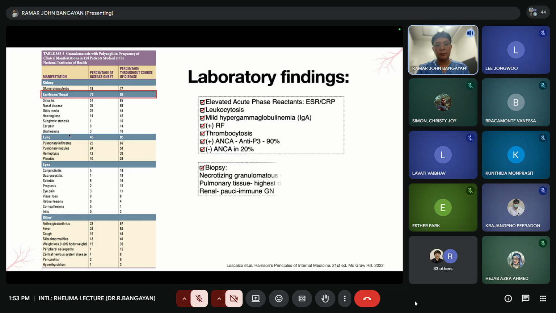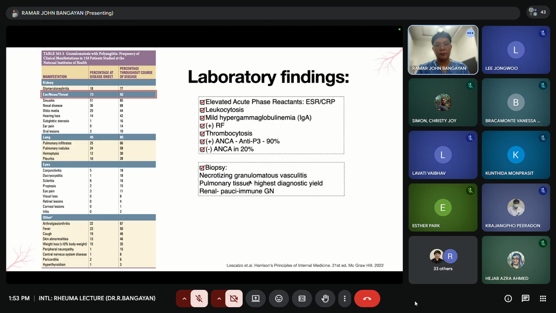Okay, what are the laboratory findings? Again, it's very non-specific. You can have elevated ESR or CRP. You have leukocytosis, mild hypergammaglobulinemia. RF can be positive at times, thrombocytosis owing to the fact that there is an inflammation. Again, 90% P3 antibodies, 20% of the time, it is negative. So, actually, getting a negative autoantibody will not rule out this condition unless they've been biopsied, they have palpable purpura, and other symptoms. So, this constellation of symptoms make us diagnose patients with GPA.